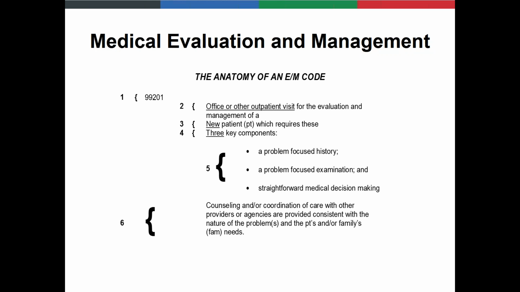So this is how an E&M code is broken down, or what we call the anatomy of the code. You have the key components, and then you have what's called the contributing factors, which is the counseling and coordination of care. In a new patient exam, all three key components have to be met in order to code a new patient exam. This is really important, okay? In an established patient evaluation and management code, or an E&M code, only two of the three key components need to be met. So, for example, let's say the patient comes in with the same scenario, a cough.